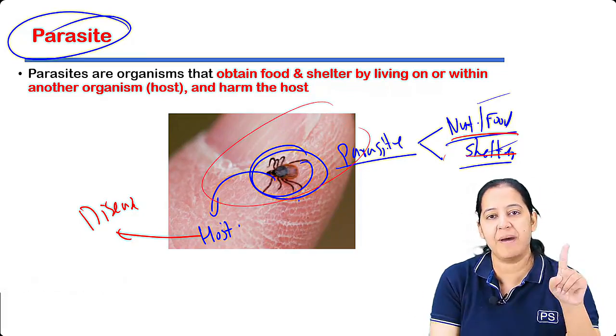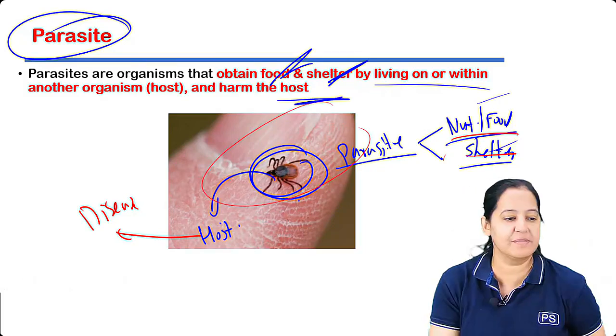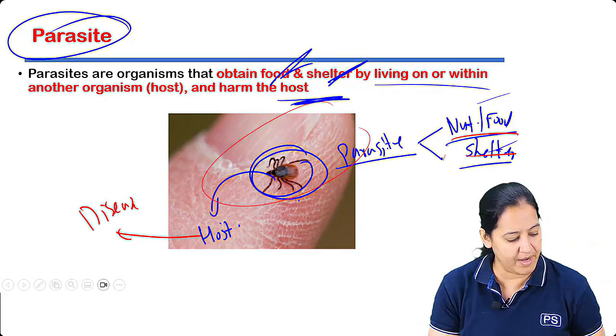Got it? So who is the parasite? The one who obtained two things, food and shelter, from another organism. The other organism is known as the host. Yes, dhokebaj. Very good.